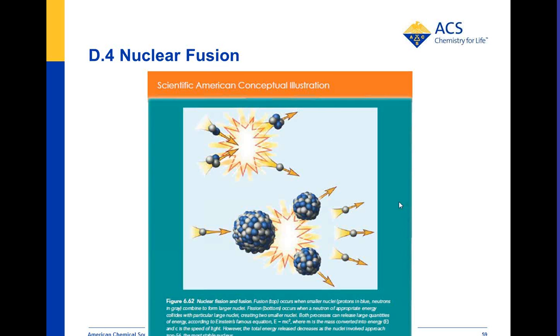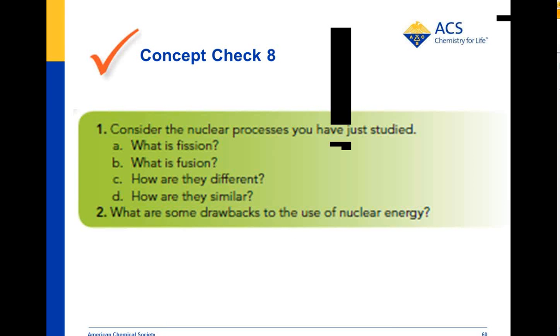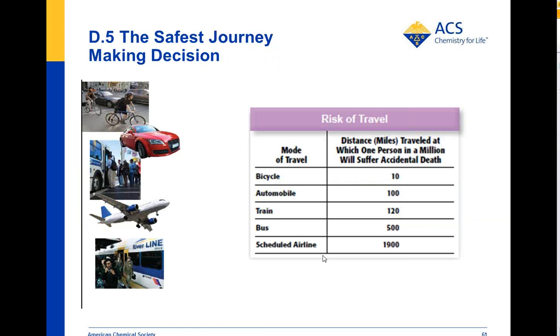And next, we have another concept check. The first question is really dealing with the information presented in D1 through D4, so it's a good review. And then in the next section, we're trying to analyze what some of the problems with nuclear energy are, which leads into the next activity, which really doesn't look like it has anything at all to do with nuclear energy, because they have to calculate the safest journey by taking risk factors of each way.